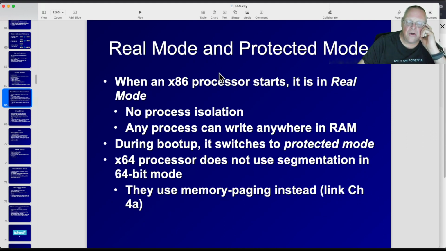So in real mode, this is the original old-fashioned system where there's no process isolation. Every process can write anywhere in RAM, and that's what happens during boot up. At a certain stage of boot up, it then switches to protected mode, where you have a limitation of what memory you can reach. Now, x64 processors don't use segmentation anymore, but they use something called memory paging to accomplish essentially the same thing.